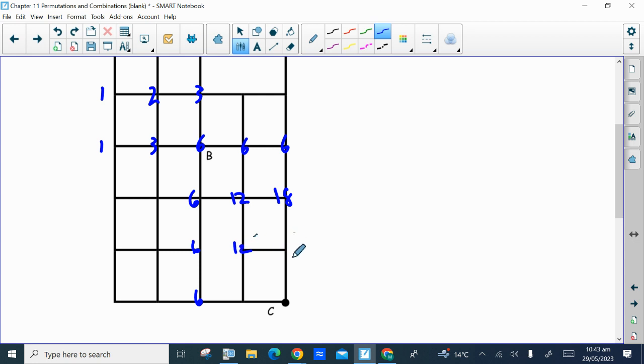But to get to this point here, you can come from above or from the left. So you're going to add 18 and 12 together and get 30. To get to this point here, you can come from above or from the left. 12 and 6 give you 18. And then to get to C, you can come from above or from the left. 30 and 18 add together to get 48. So 48 different routes could be followed to go from A to C, but going through B first, and then going on to C.